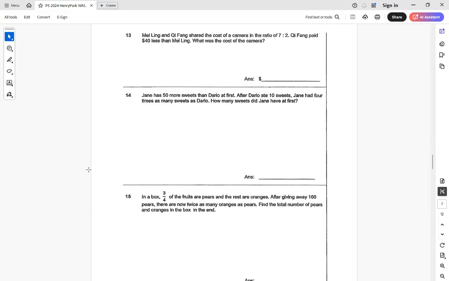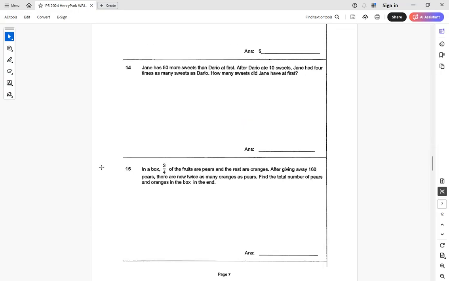Okay, question 13 we skip, okay? Because it's also a ratio question. Let's move on to 14 and 15.